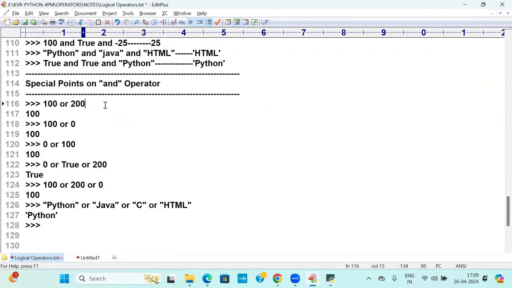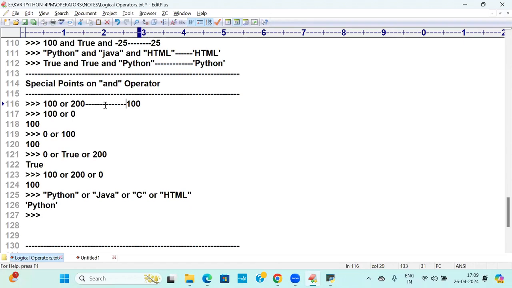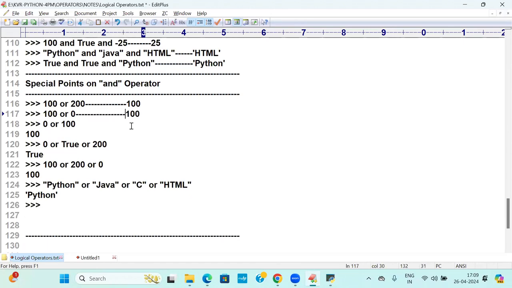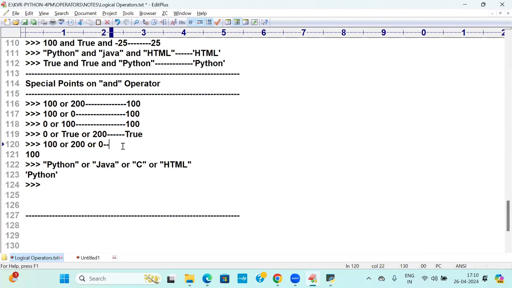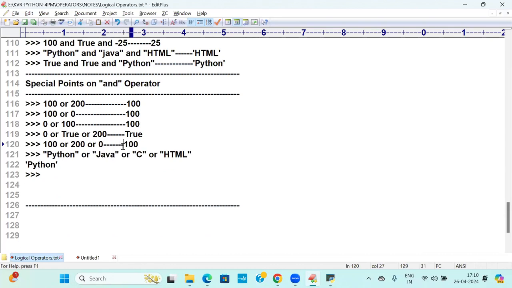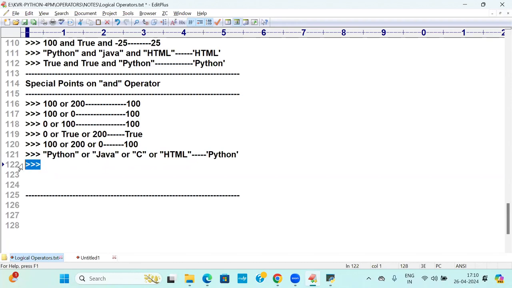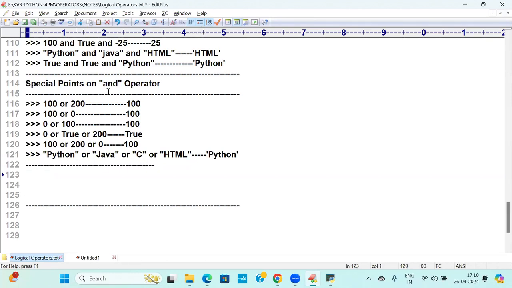Go to the place. Here I am going to write it. Special points of here. This is my data. 100 or 0. 100 or 0. 0 or 100. So, like this. 0 or true. Like this. Now, this is the value. Like this. This is the value. Like this. Are you able to follow? Done. Next.